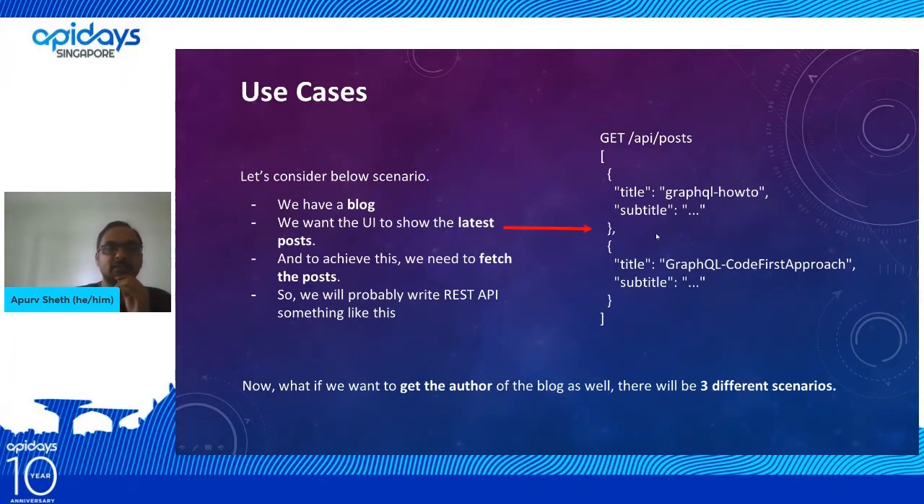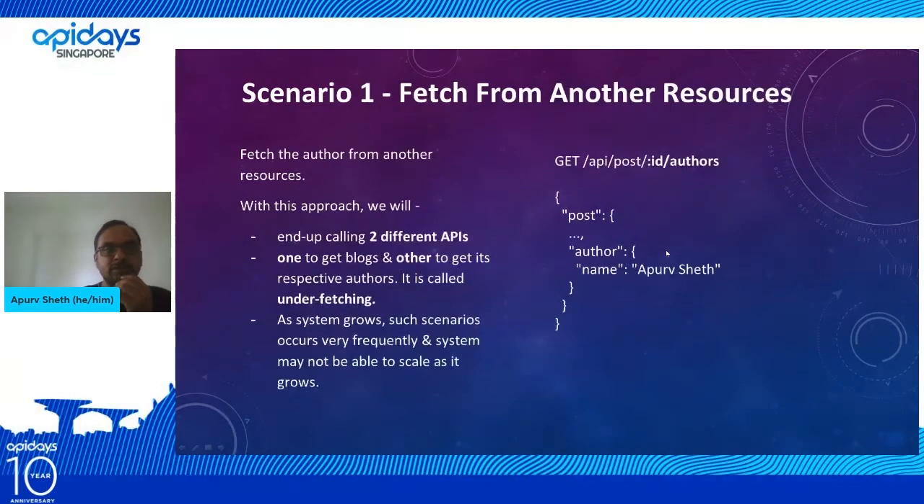So in this case, let's say I want to get the authors out of the existing API. This API post REST endpoint is returning title and subtitle, but it is not returning the author's details. So now there are three different scenarios we can think of. We'll get into those scenarios, all the possibilities to get the authors out of the API.